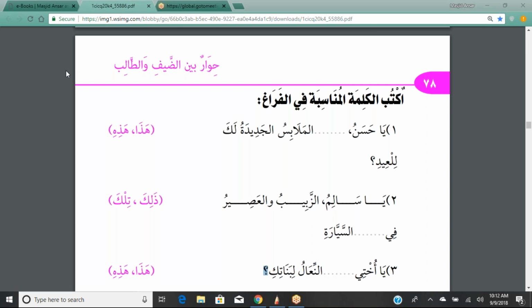On page number 78, we're still in the chapter of Ismul Ishara: هذا وهذه، ذلك تلك، هؤلاء أولئك، هنا هناك. There are other words for Ism Ishara, but this is just the basics.